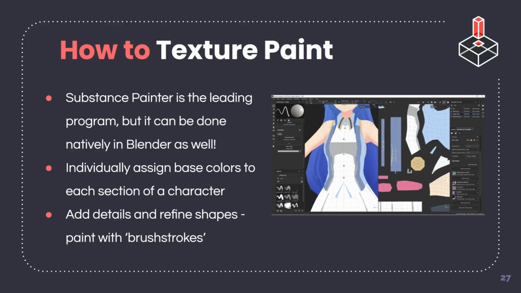Once you have your base colors assigned and you're happy with them, you're going to add details and refine shapes. Think about painting with large brush strokes, almost like you're creating 2D art, but you're going to think about how it looks on that 3D model. Substance Painter, again, is really great for this. They have a lot of different types of brushes that you can use that can give you different flexible shapes and options.